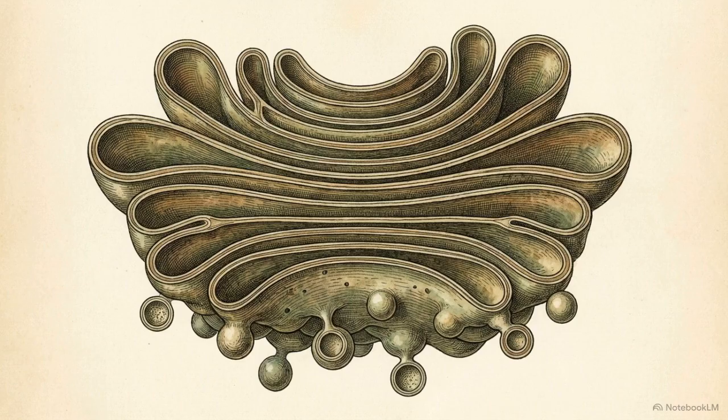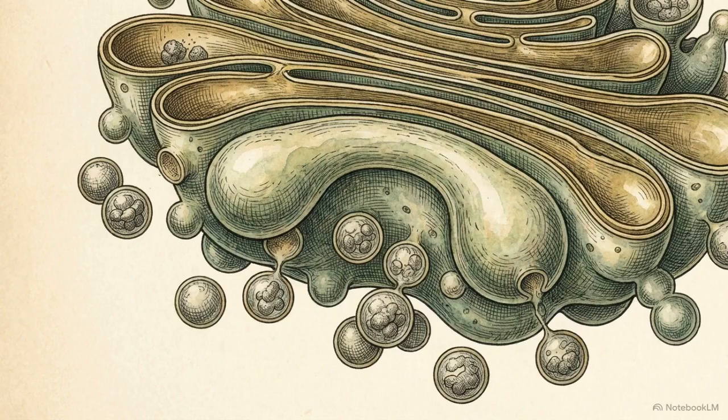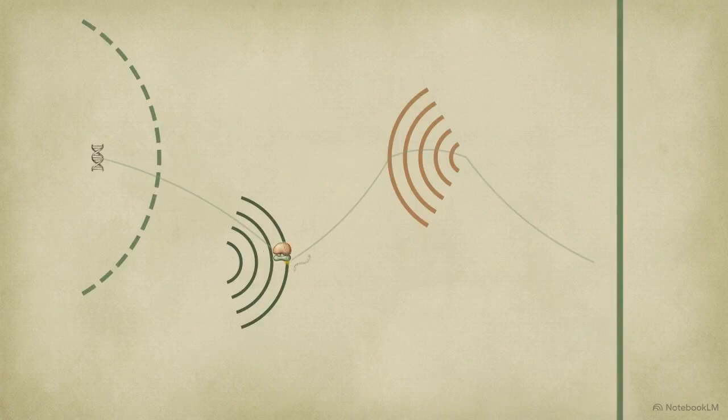The Golgi acts as the central sorting and modification hub. As proteins move through its stacked layers, they undergo further complex modifications, such as O-linked glycosylation. Finally, at the trans face, the Golgi dispatches vesicles toward their specific cellular destinations. Through this sequential assembly line, the endomembrane system transforms one-dimensional genetic code into fully functional, spatially targeted molecular machinery.